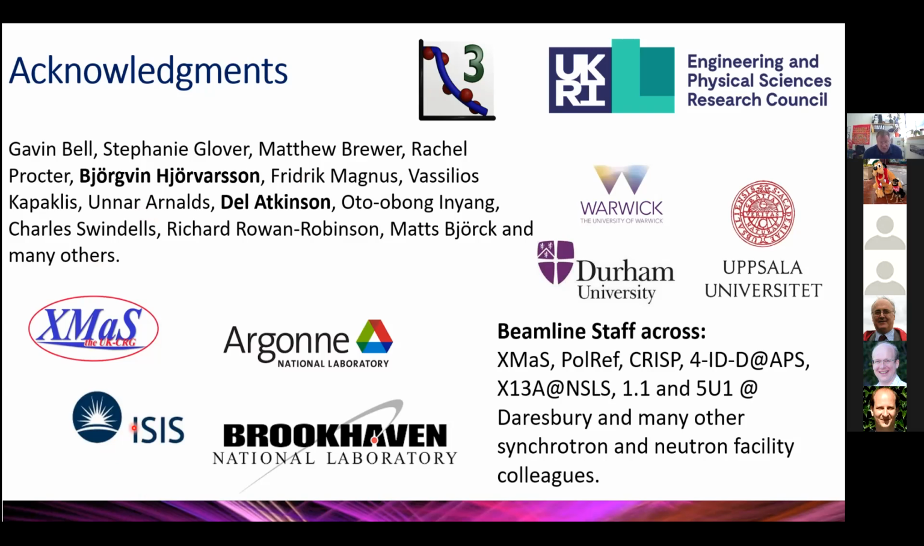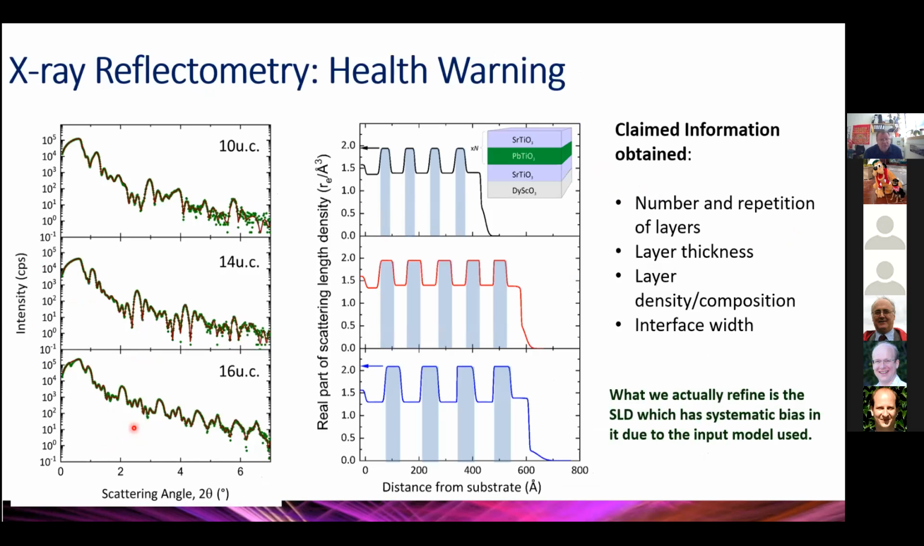So I thought I would start, not with resonance, but looking just at X-ray reflectometry and the health warnings that come with it. We're quite used to looking at reflectivity. We're all reflectivity experts, of course. Here is a simple example of something we've been playing with on strontium titanate, lead titanate multilayers. When you try and sell reflectivity, you sell it on the basis that it's a really great technique for looking at things like the number of layers, what the repetition is, the layer thickness, interface widths, and all these sorts of things.